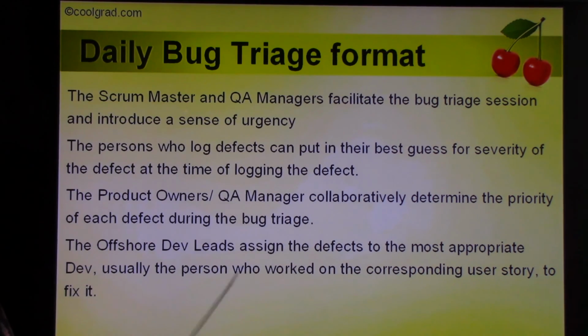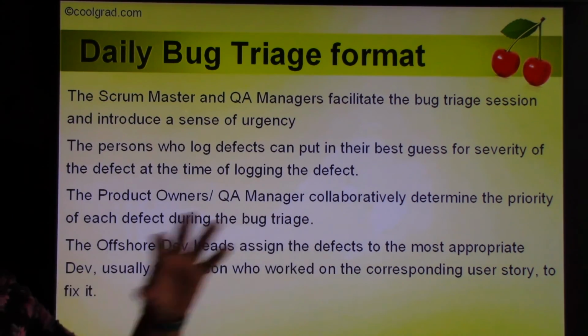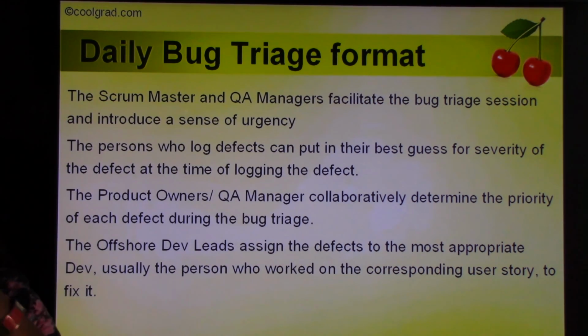So if you let the product owners determine the priority, what would happen? Each product owner might be managing a particular module, and they would always want their module to have P1, everything should be done right now. So we can't let that happen. So we have to have the product owners and the QA manager work in collaboration to determine which bugs are really high priority and which are medium priority and which are low priority.